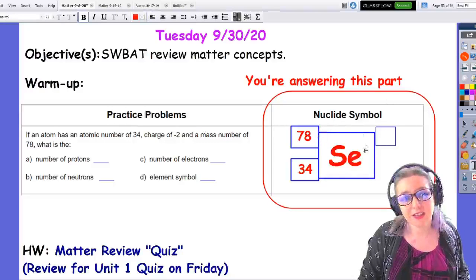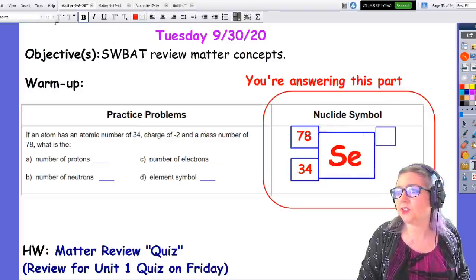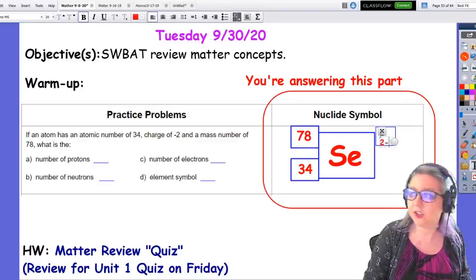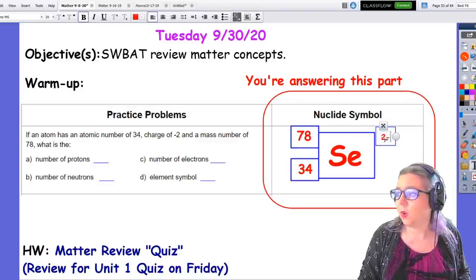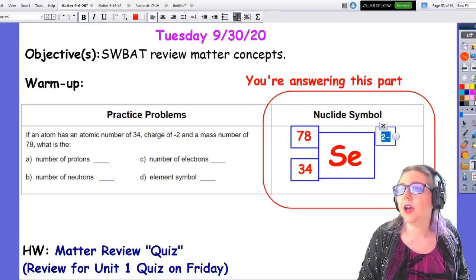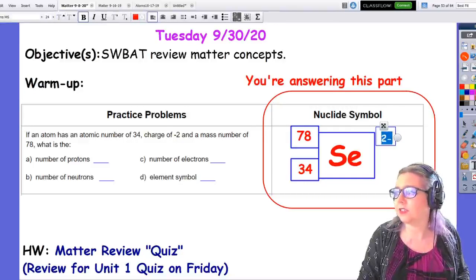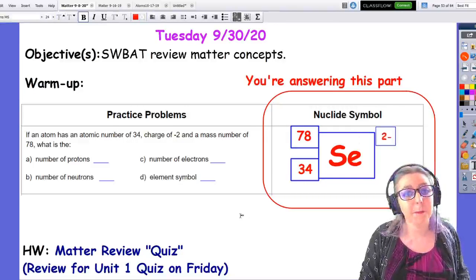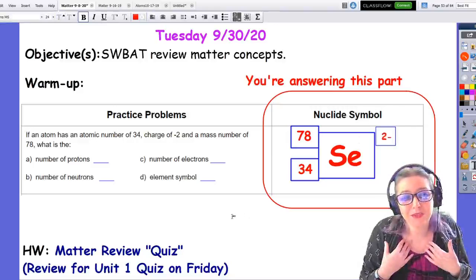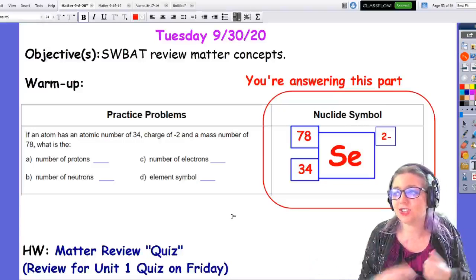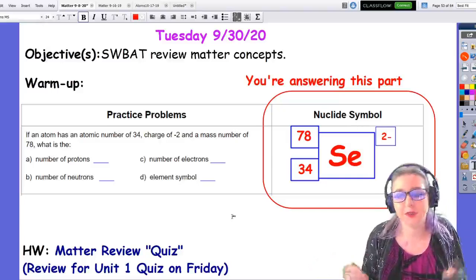And then this unlabeled box up here is for my charge. It mentions here it's a charge of -2. So in this box, you could either write 2 minus or -2. Either one is correct. I just think it looks neater to put the symbol behind the number. That's just my preference. It is just as correct to put it -2 as well.